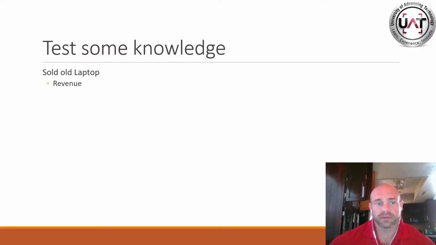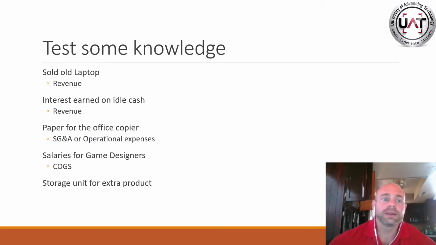So let's test your knowledge a bit. All right. So I just want to show you. Sale of an old laptop is considered revenue. Interest earned off idle cash, revenue. Paper for an office copier, that's an operating expense. Salaries for game designers, cost of goods sold, expense. Storage unit for extra product, cost of goods sold, an expense. All right. So anytime money goes out, it's an expense. Anytime money comes in, for whatever reason, way, shape, or form, revenue. It's pretty easy, pretty rudimentary, and pretty simple.